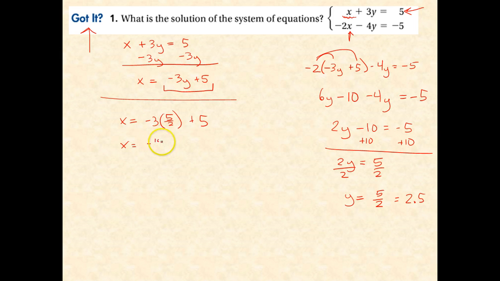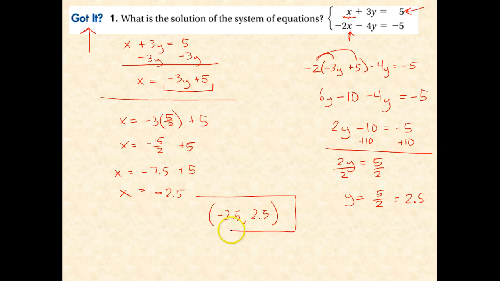So this is negative 15 over 2 plus 5. Negative 15 over 2 is negative 7.5. And negative 7.5 plus 5 is negative 2.5. So my solution to my system is negative 2.5, comma 2.5. It always goes x, then y.